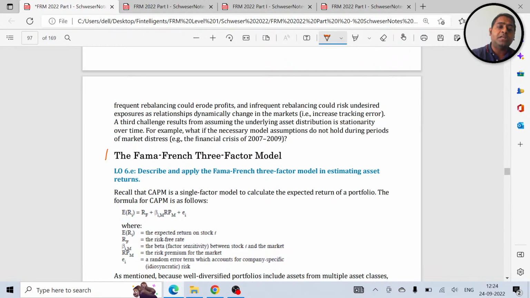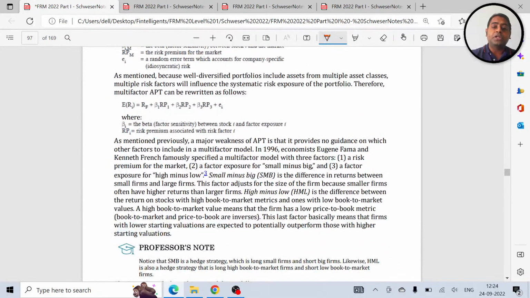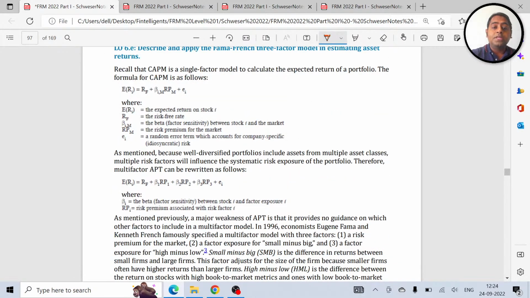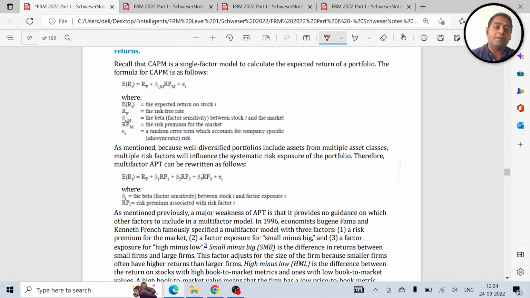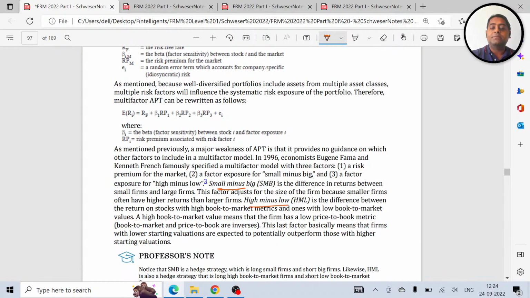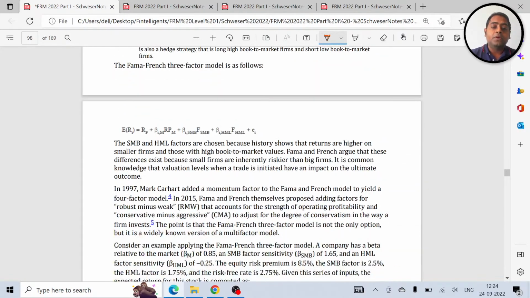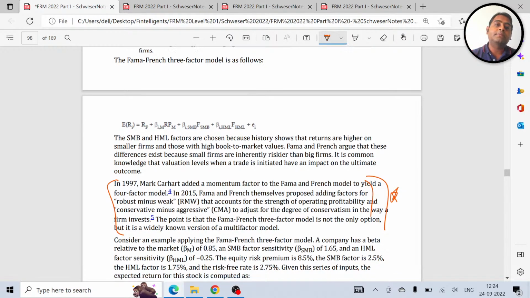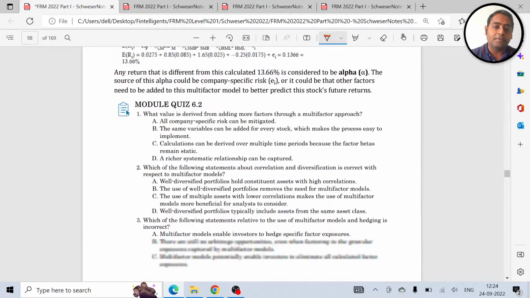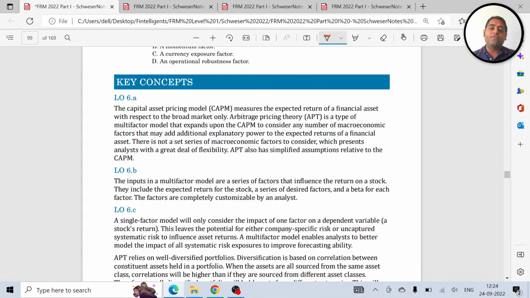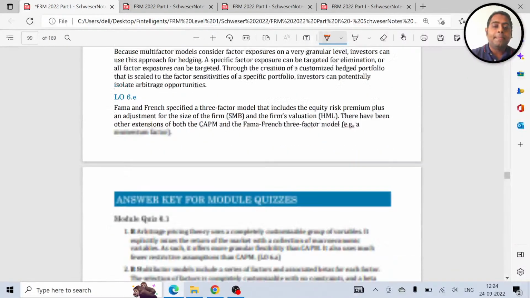Fama French, double star, very, very important. I expect most of the students getting questions from this. So please make sure that you are clear what is there in each part of Fama French. That means small minus big, H minus L, all of this should be clear. The extension as such is not important, but the core Fama French model is very important from the exam perspective. Let us move forward towards the next chapter.